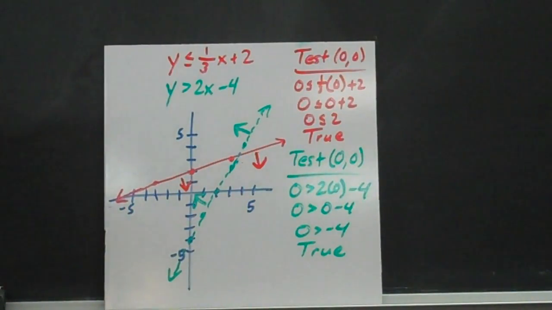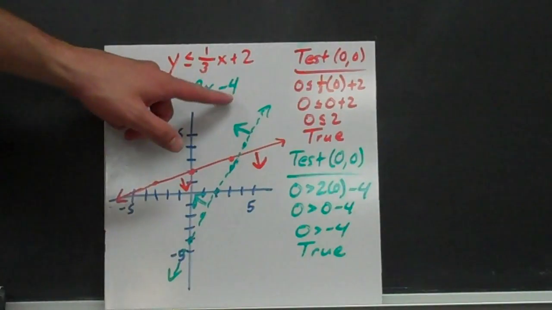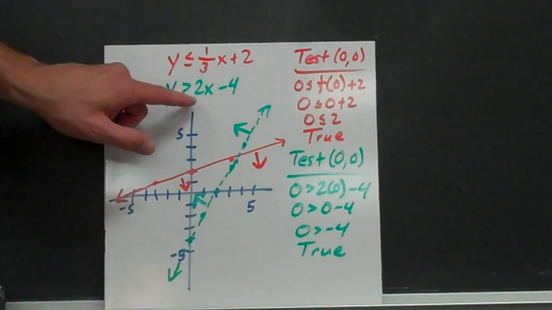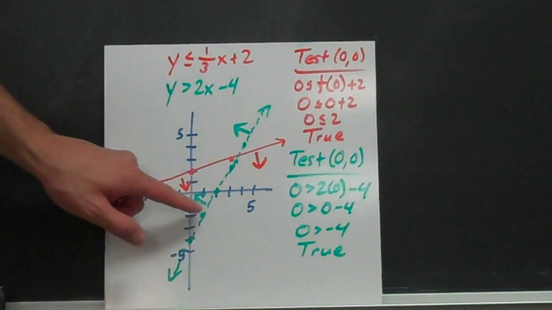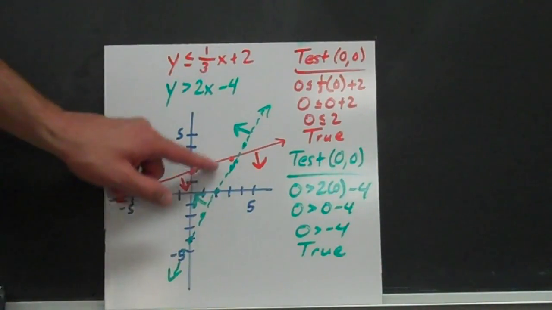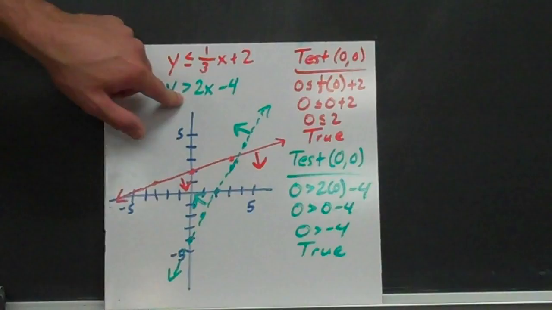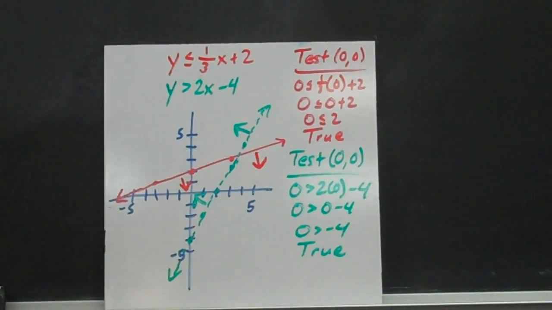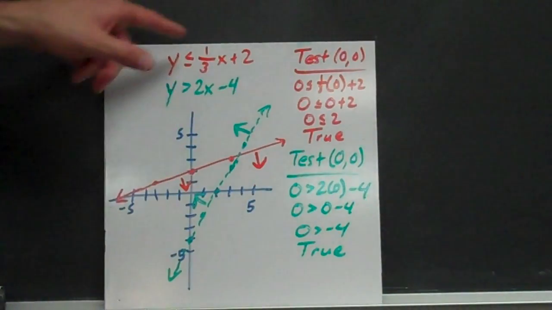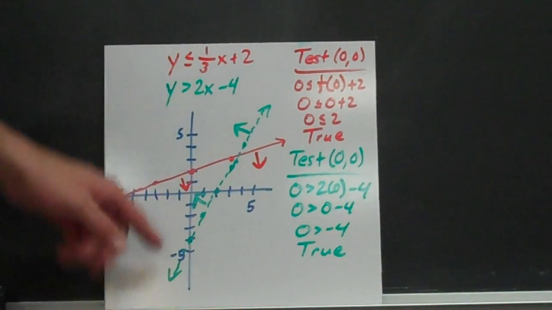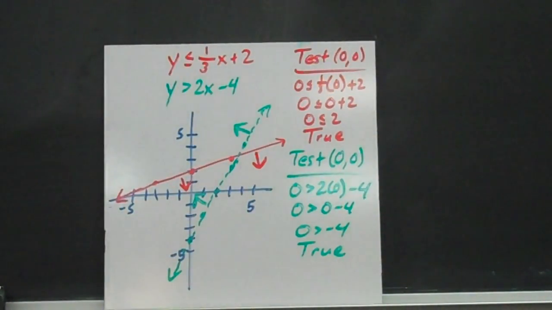Y is greater than 2x minus 4. That's going to start at negative 4. It's going to go up 2 over 1, up 2 over 1, up 2 over 1. And this time it's going to be a dashed line connecting those points because there is no equal to. So we have our red solid line for the first inequality, our green dashed line for the second inequality.